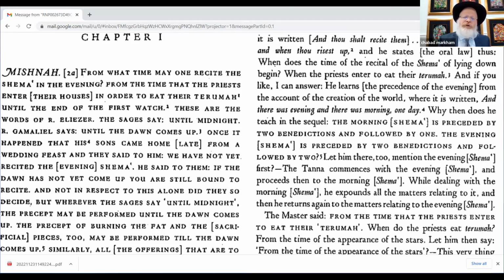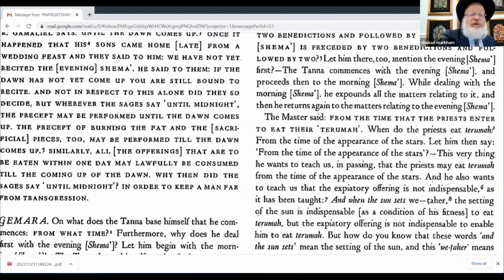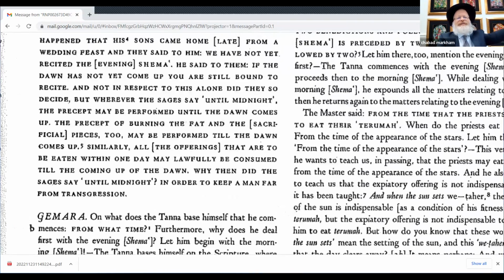Similarly, all the offerings that are as written, and thou shalt recite them. One second. No, it goes down further. I'm sorry. What's going on over here? Okay. Oh, there we go. All right, here we go.